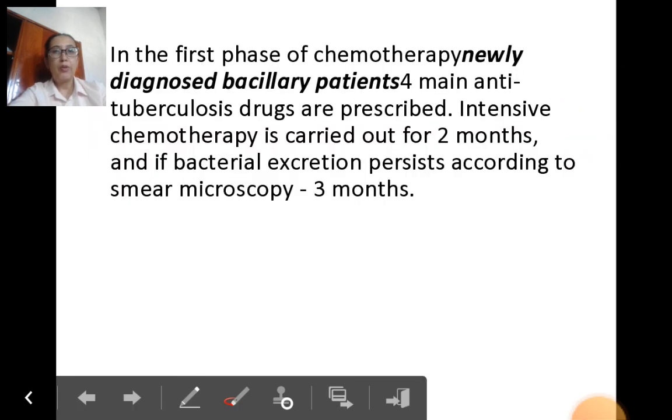In the first phase of chemotherapy, a newly diagnosed bacillary patient is prescribed four main anti-tuberculosis drugs. Intensive chemotherapy is carried out for 2 months, and if bacterial excretion persists according to smear microscopy, it must be extended to 3 months.